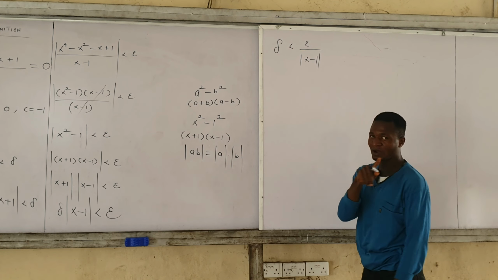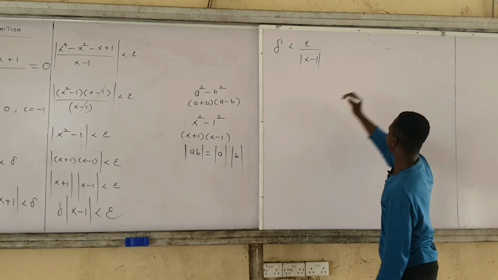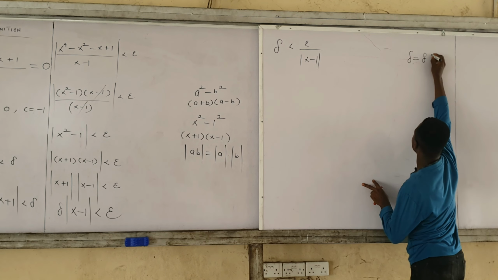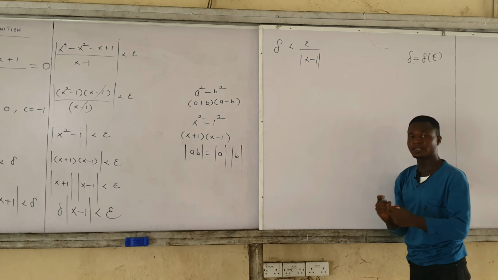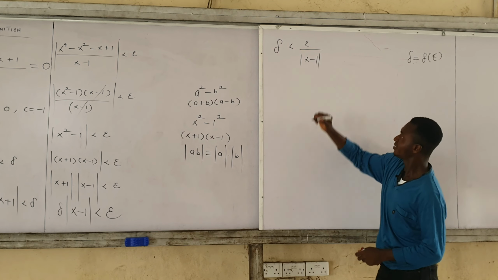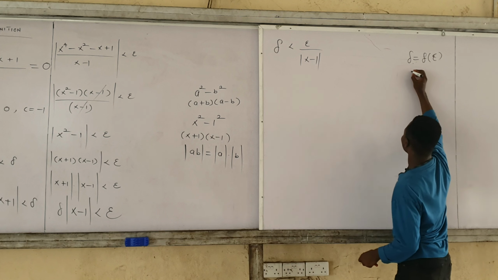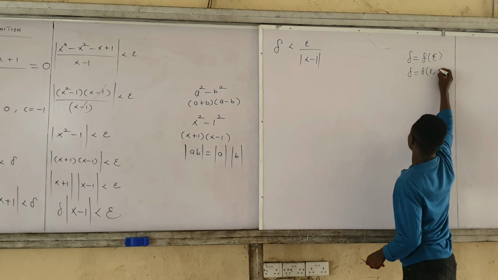So why is it incomplete? It is because it is known that delta itself has to be a function of epsilon and not a function of epsilon and another variable. Here we see that delta is a function of epsilon and x. That is, delta is a function of epsilon and x.